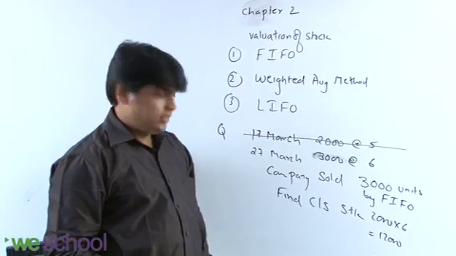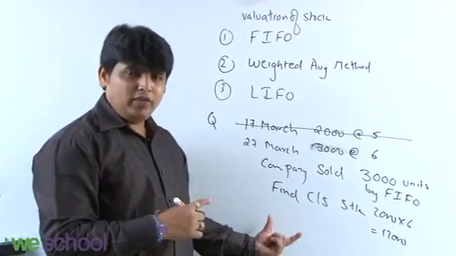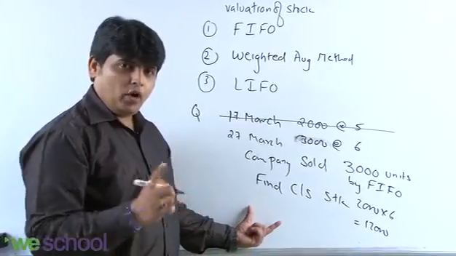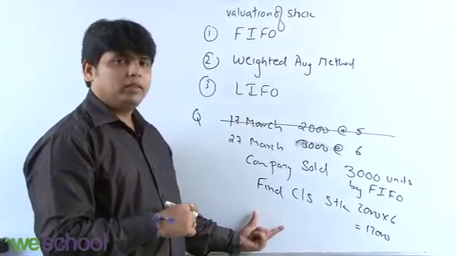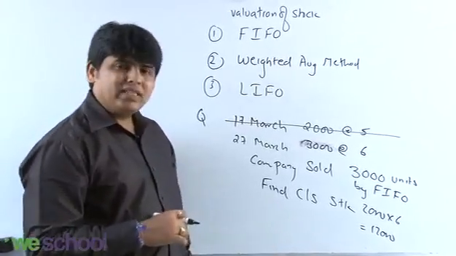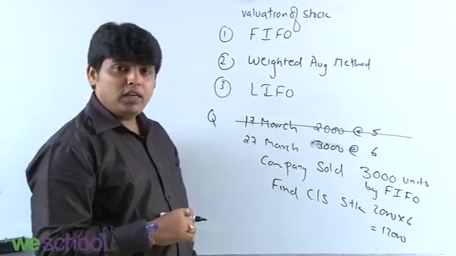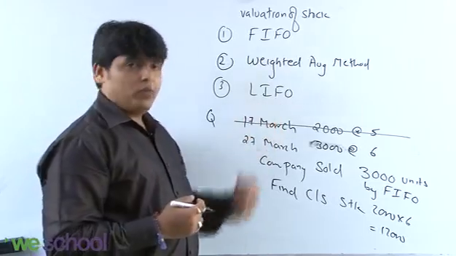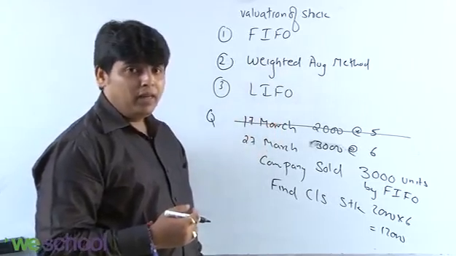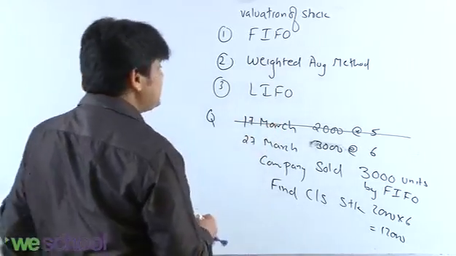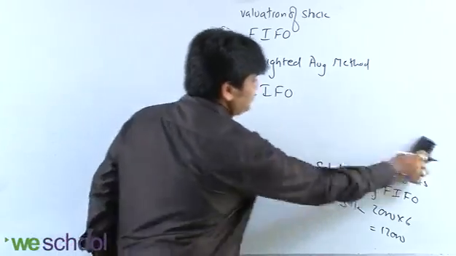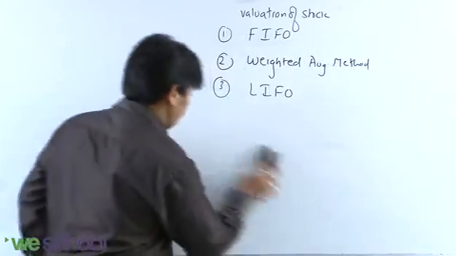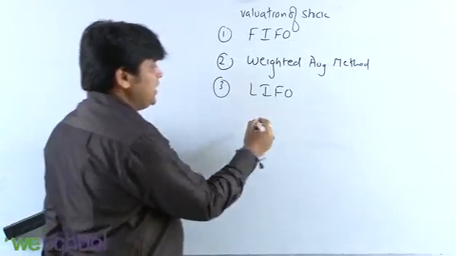Got the point? So my answer is right according to your explanation. Thank you very much. So now I think FIFO is clear to everyone. Shall we move on to the next method, LIFO? I will just change the example.